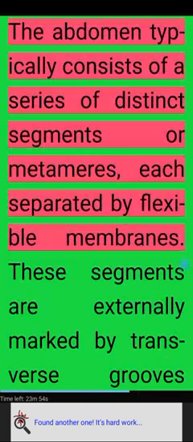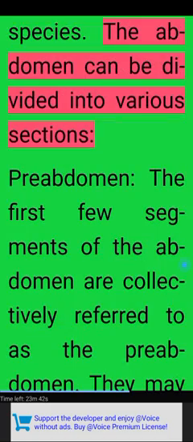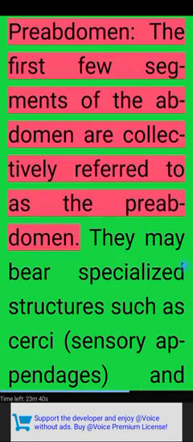Segmentation and external features. The abdomen typically consists of a series of distinct segments or metameres, each separated by flexible membranes. These segments are externally marked by transverse grooves called annuli or segments, and they vary in size and shape among different insect species. The abdomen can be divided into various sections.